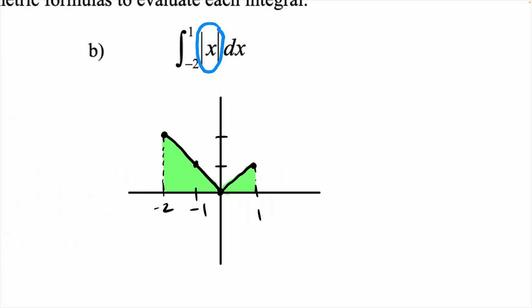What's the formula for the area of a triangle? There you go. Base times height, length times width, and then just divide it by 2, because it's half of a square or half of a rectangle. So 2 by 2 divided by 2, you get +2. 1 by 1 divided by 2, you get 0.5. So the area would be 2.5.